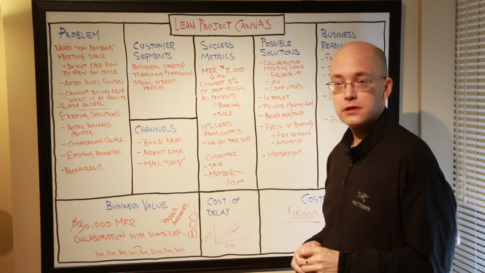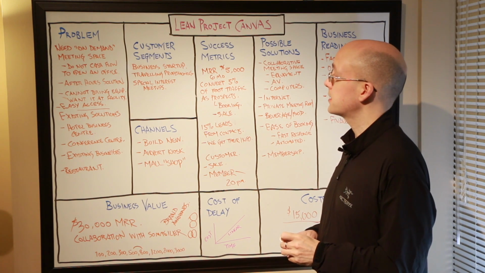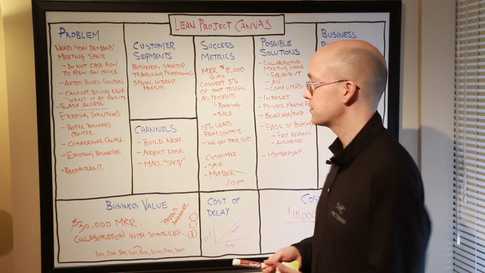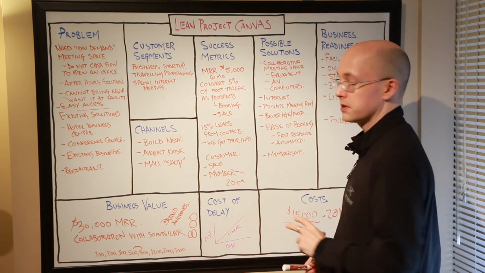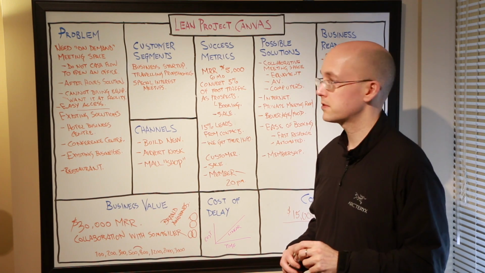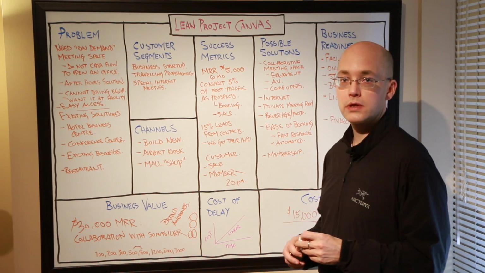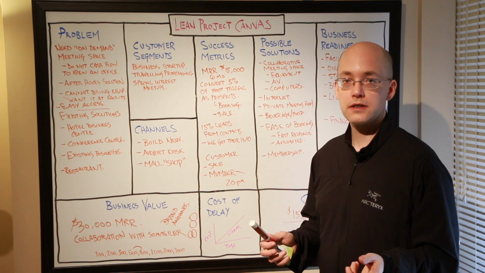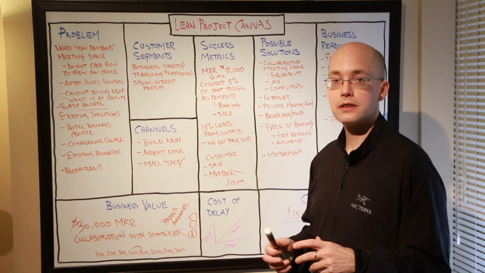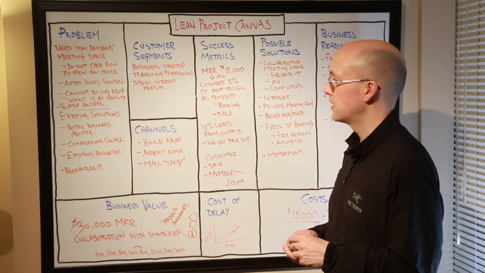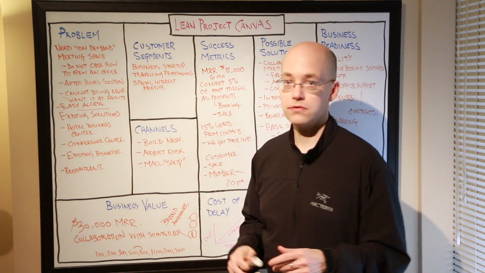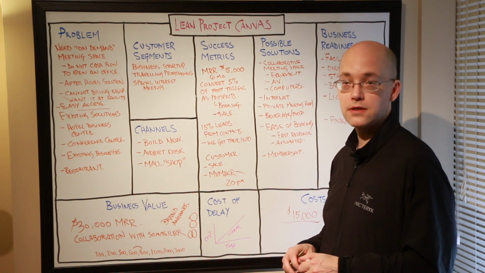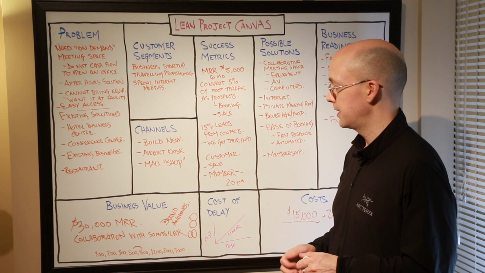And welcome back to our conversation on the Lean Project Canvas. If you've been following this video series, we've been going through this particular Lean Canvas example of setting up a co-locator or a conference and networking center for people to jump in and have business meetings that perhaps don't have the cash flow to open their own office.